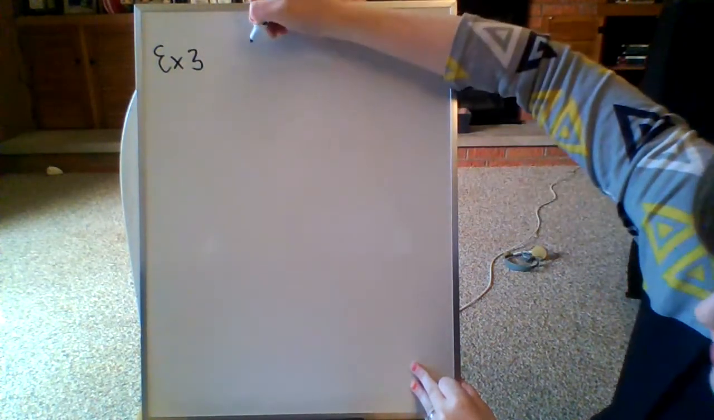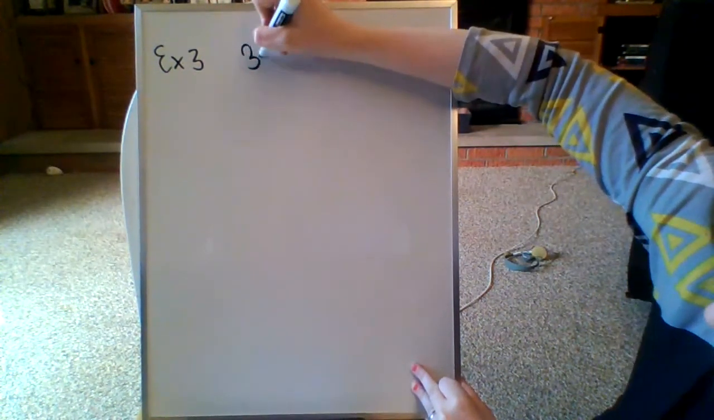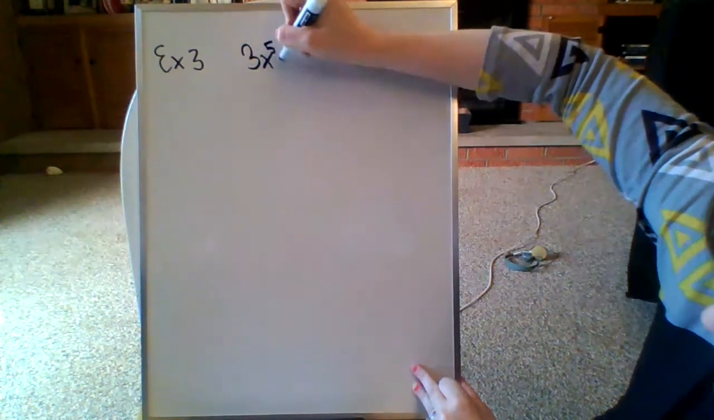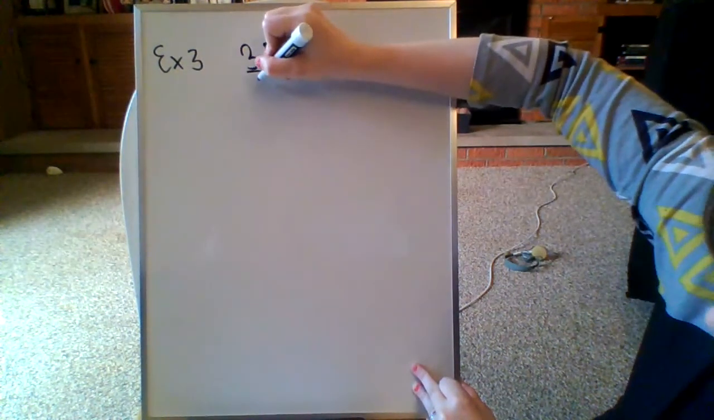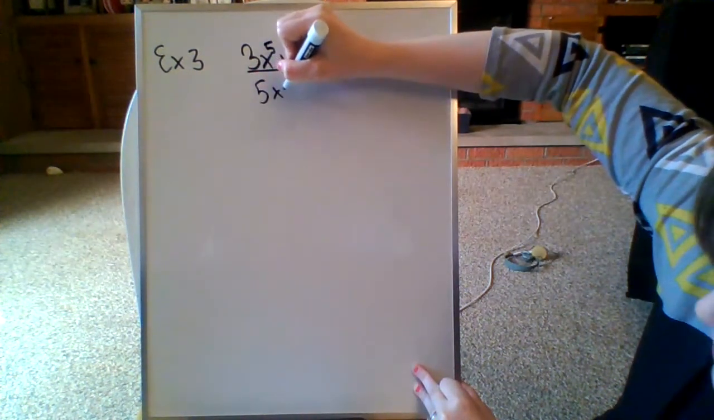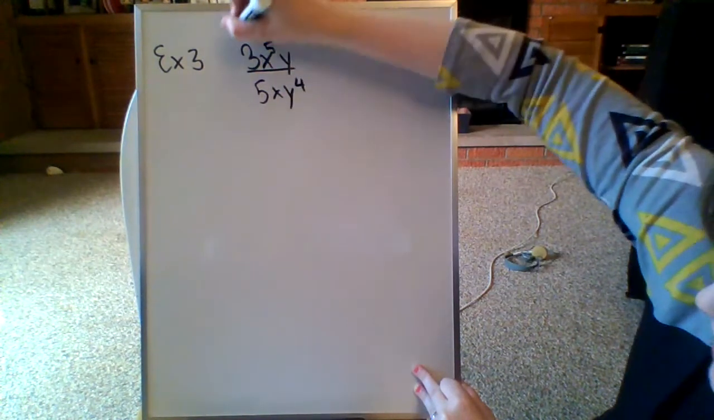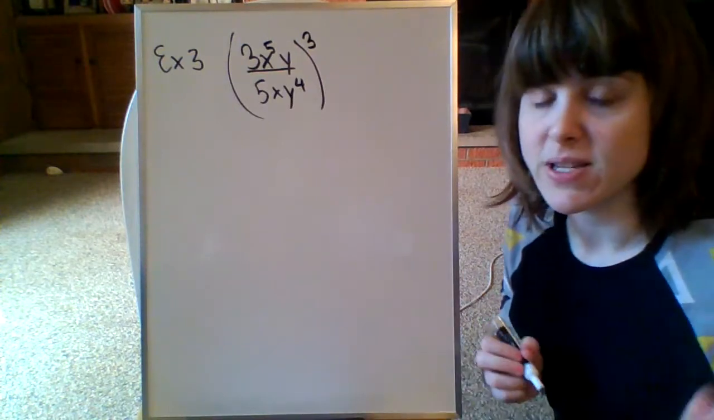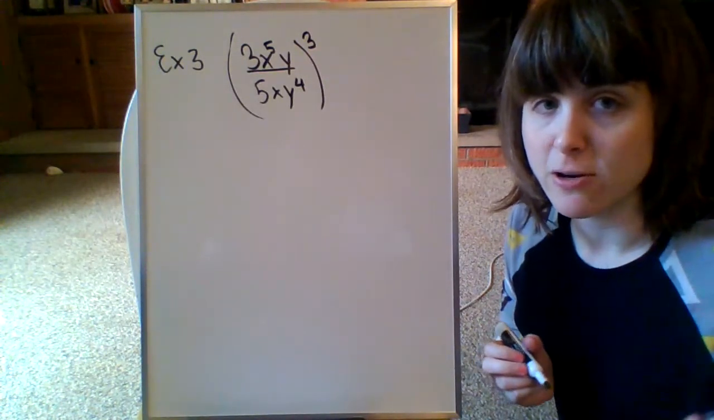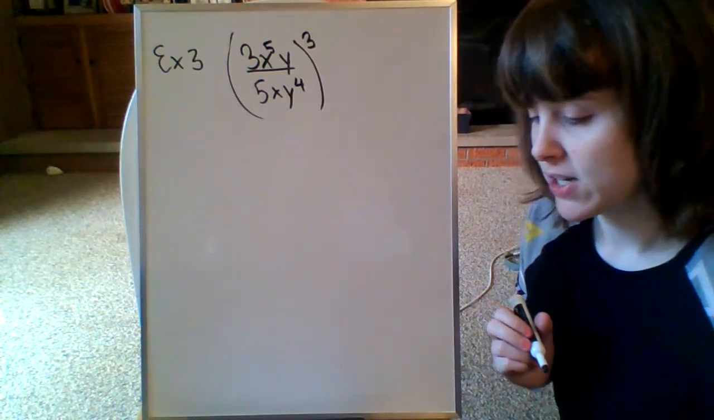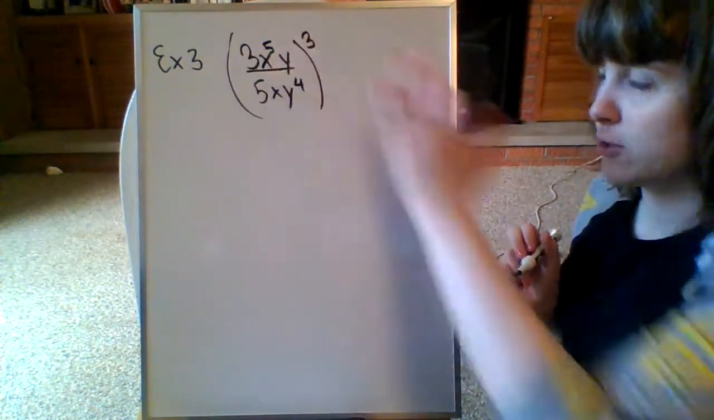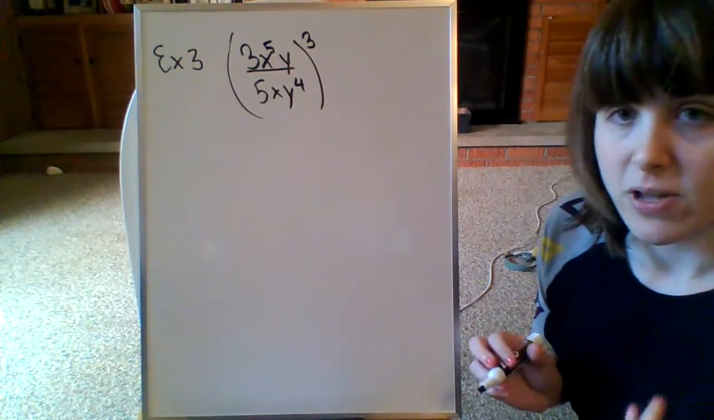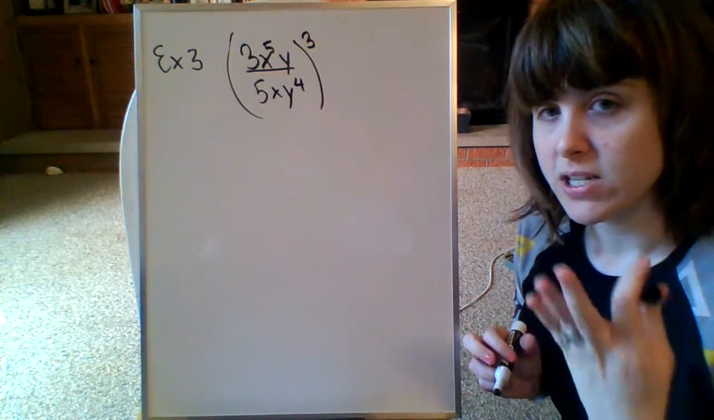Okay, example 3 says simplify 3x to the 5th y over 5x y to the 4th, and that whole thing is being taken to the 3rd. So that means everything in there is being taken to the 3rd power. So we're going to start with doing 3 to the 3rd power. So that means 3 times 3 times 3.